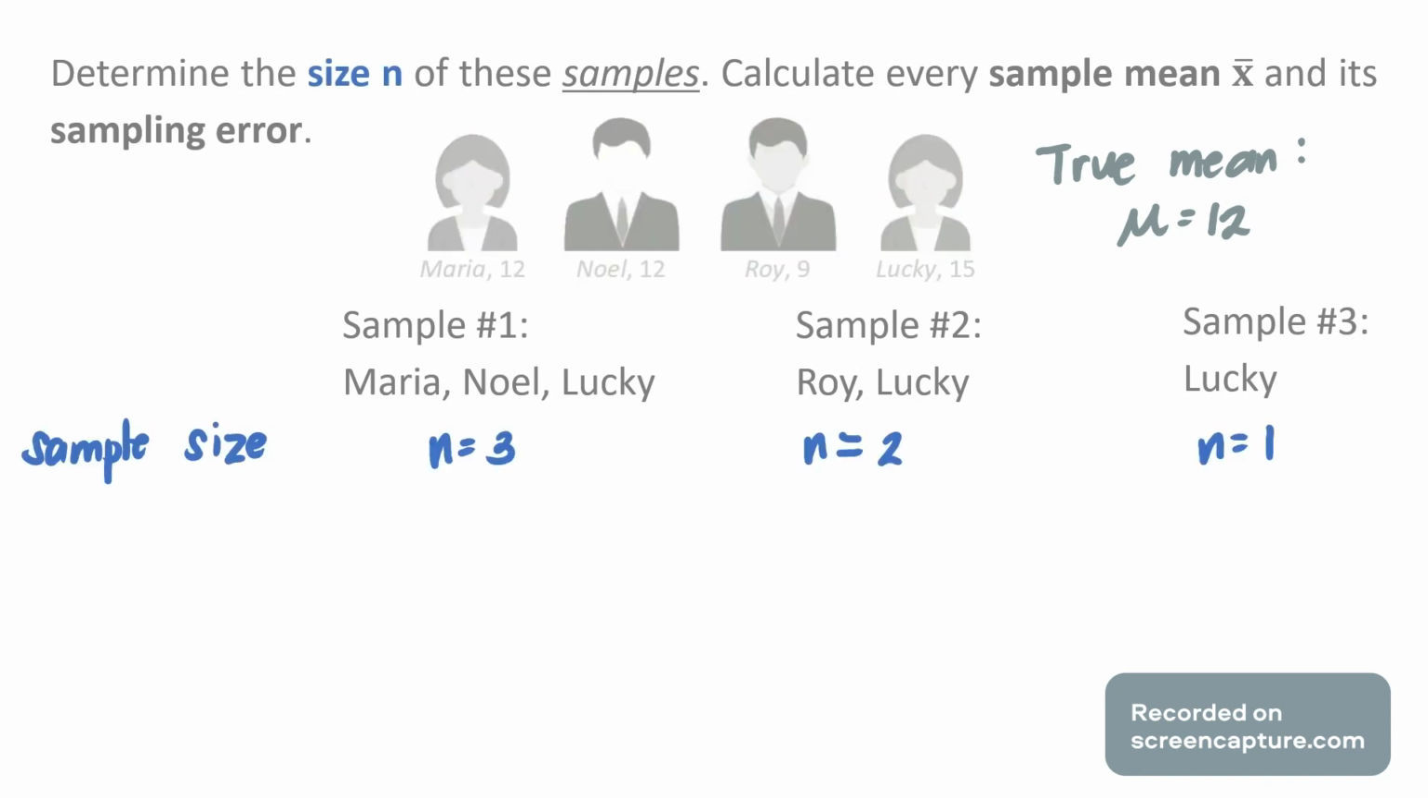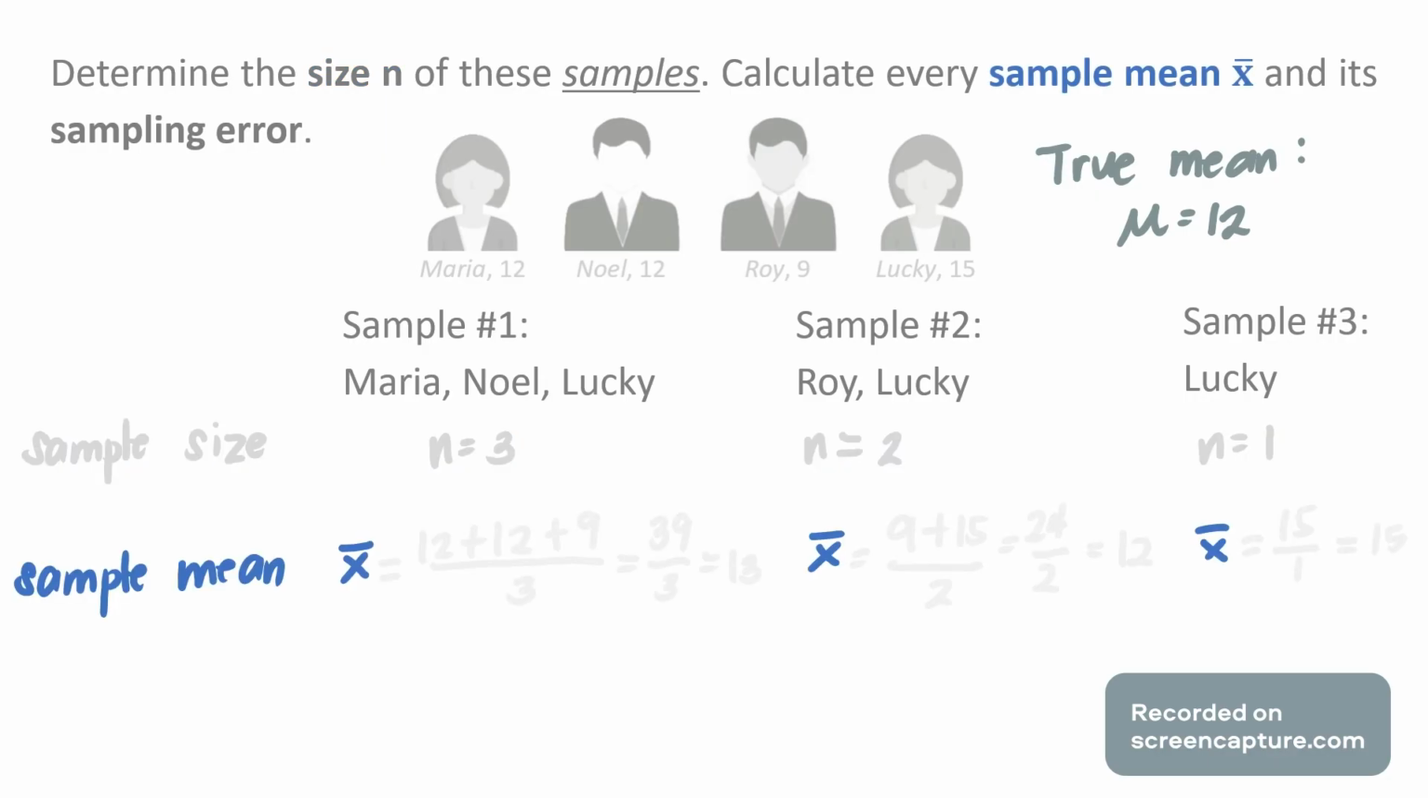Let's show their sample sizes. Sample 1 has a size of small n equals 3. Sample 2 has a size small n equals 2, while sample 3 has size small n equals 1. Let us now get their sample means, called x bars. If mu is a population parameter, then we call x bar as a sample statistic. This is considered as an estimate for the true mean mu. The process of getting x bar is the same as mu.